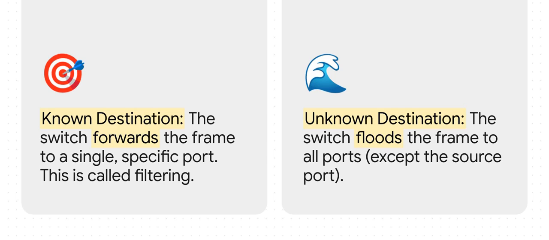But what if the destination isn't in its map yet? Well, then the switch has no choice. It has to flood the frame out of every single port, basically shouting, "Hey, who is this for?" We call that an unknown unicast.